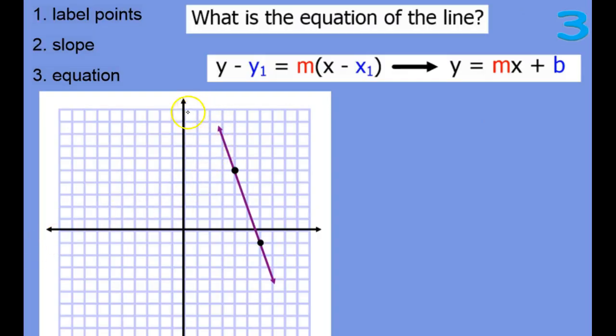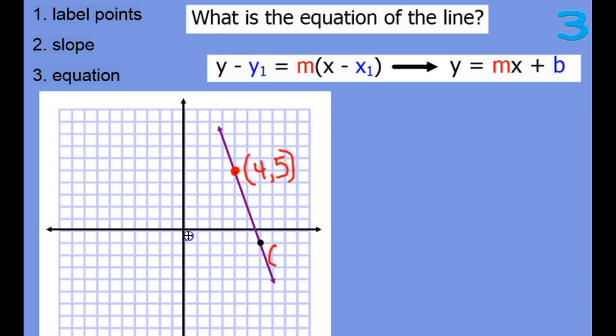Alright, so here we have a line. We have 2 points on it. We need to first label our points. So here's our point right here. We need to figure out what that is, so we need to label it x, y. First we need to go over x, 1, 2, 3, 4. So x is 4. And our y is 1, 2, 3, 4, 5. So that's our first point.